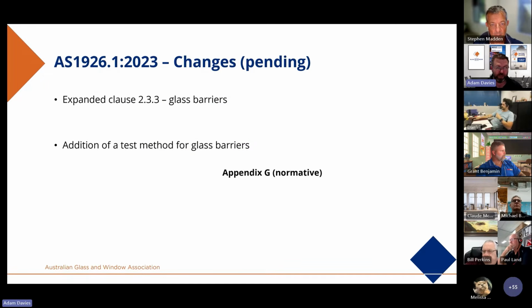Let's talk about 1926.1. Now, this is yet to be published. It has currently gone to vote, and if it is supported, it should be published in the near term. There are 2 major changes relating to glass barriers that actually clear up a DTS compliance issue. So there's an expanded clause, which is 2.33, relating to glass barriers. But very importantly, there is now the addition of a test methodology that's going to be nominated as Appendix G. This now provides a DTS pathway that potentially does not exist as currently published.